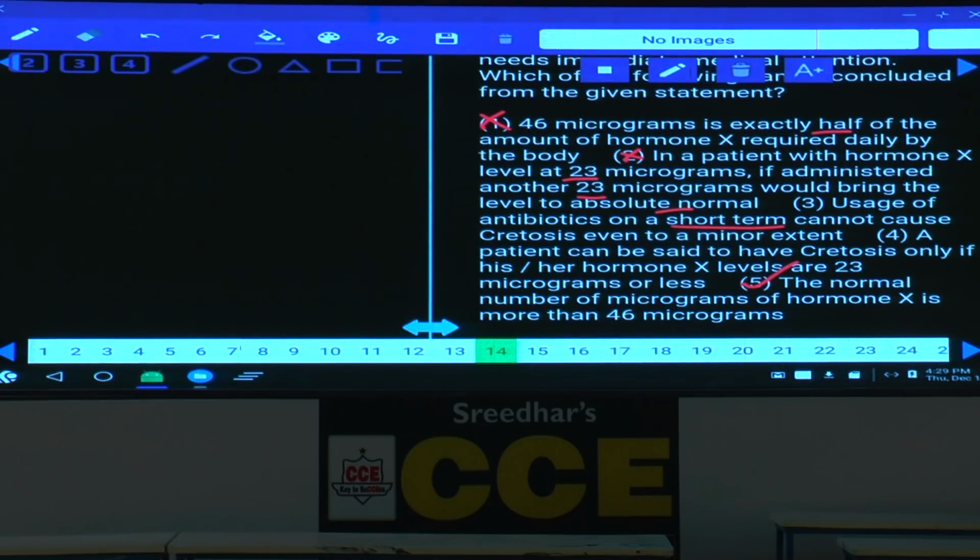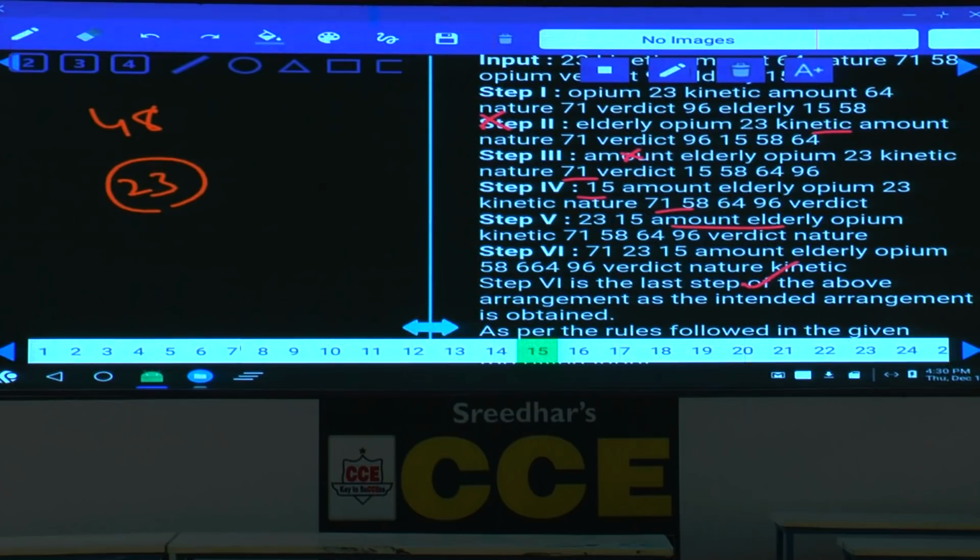Now let us take, for example, 48. At this level, there is no necessity of medical treatment. But if it comes to 23, then medical treatment is required. Hence, choice 5. Then question number 15 to 19.